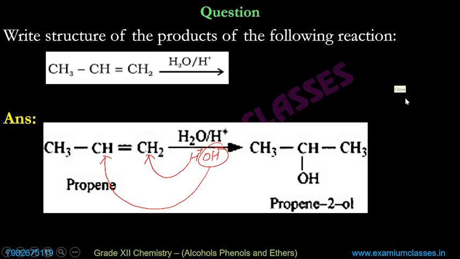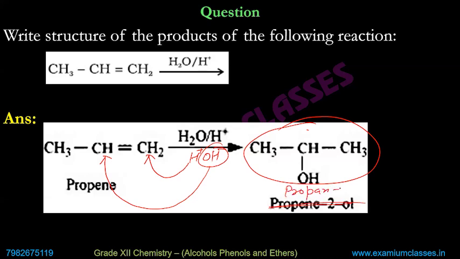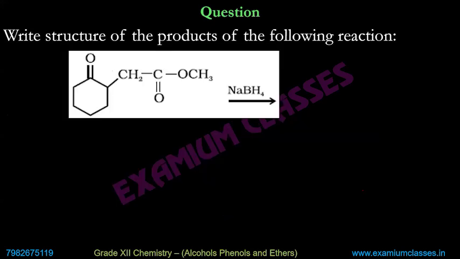Vanna, your answer is correct, but not propene, rather propan-2-ol, to all. Okay? Propan-2-ol. There will not be a double bond in the resulting product. So it is actually propan-2-ol, not propene. Next, write the structure of the products of the following reaction.